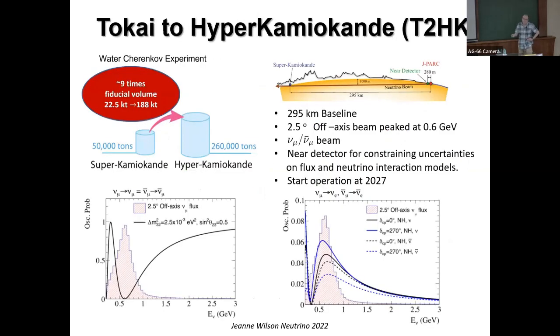So another experiment that I want to highlight is T2HK, Tokai to Hyper-Kamiokande, which is an upgrade. Hyper-Kamiokande is an upgrade of Super-Kamiokande, which implies a difference of 9 times in fiducial volume. This is what is planned for Hyper-Kamiokande, and basically the beam for T2HK is an off-axis neutrino flux. Remember that yesterday I mentioned something about off-axis and on-axis. In this case, it's off-axis.